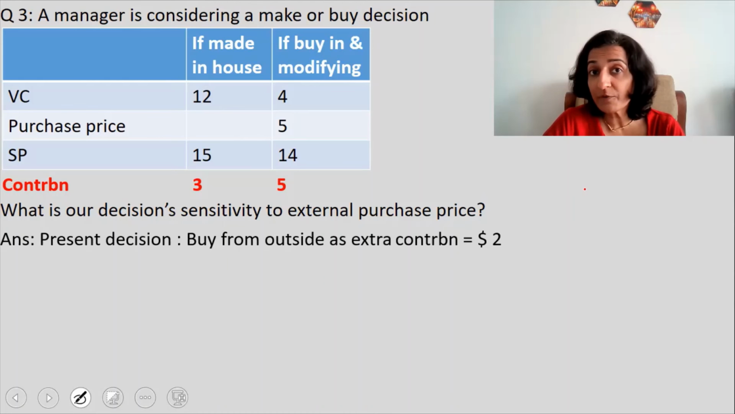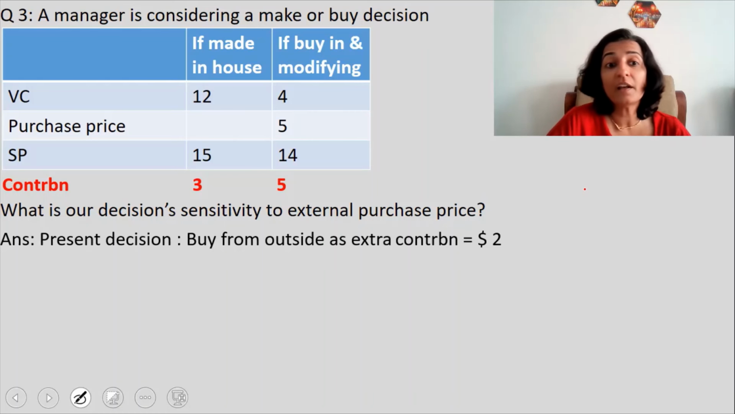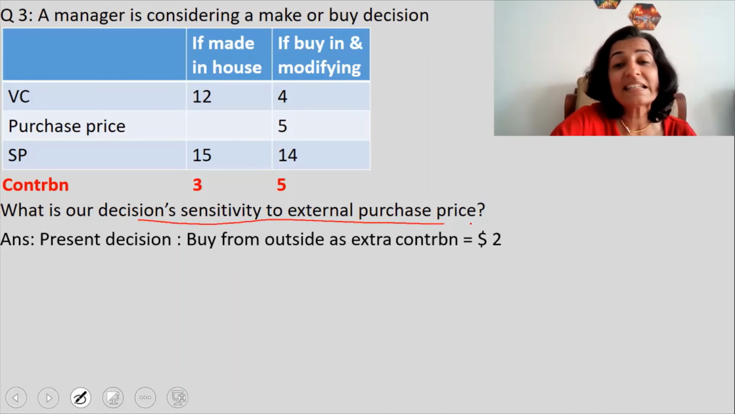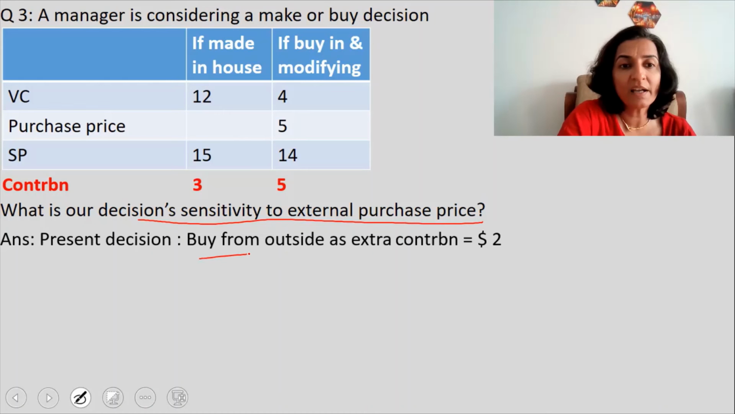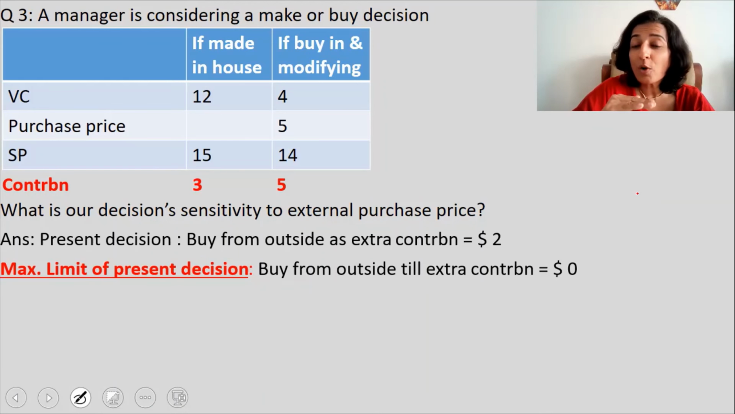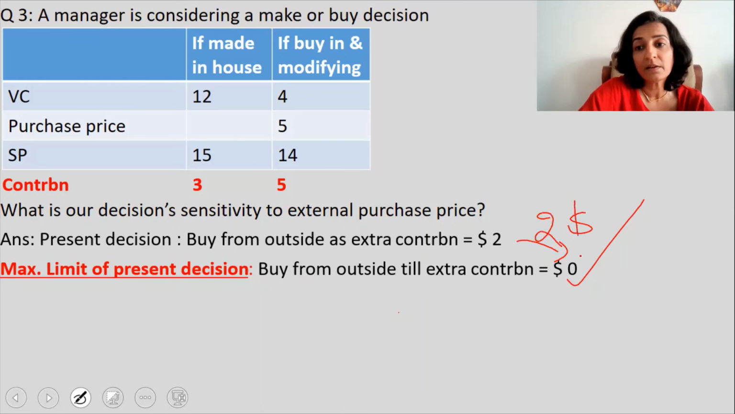Now, what are we asked to find out? We are asked to find out what is our decision sensitivity to external purchase price. What do you mean by sensitivity? What is the maximum percentage change that is acceptable to us to implement our decision? So what is our decision right now? To buy from outside. And we will have to stop our decision from buying from outside when the extra contribution is reduced to $0. So the maximum change that is acceptable to us is 2 minus 0 or $2, correct?